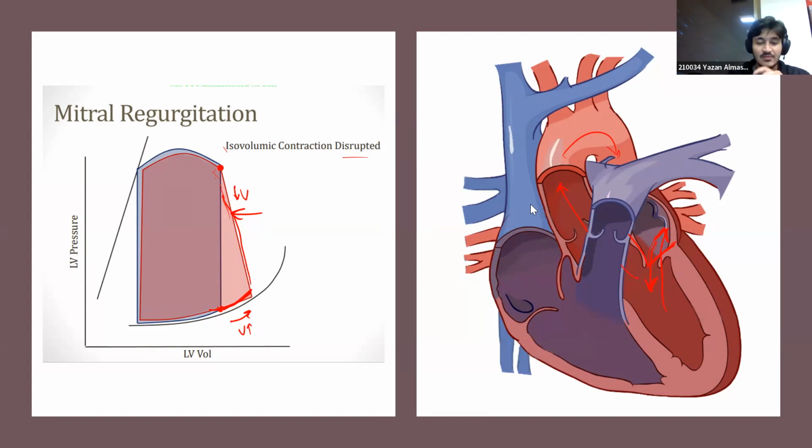Someone is saying, so we will have higher end systolic volume. Not necessarily. We can say we can have higher end diastolic volume. And I want you to tell me, why are we going to have more end diastolic volume? Because the valve is open and it's not closing well. Perfect. Okay, that's it.